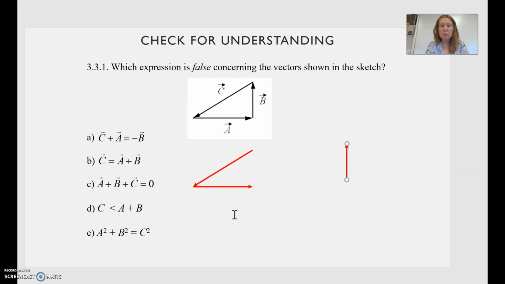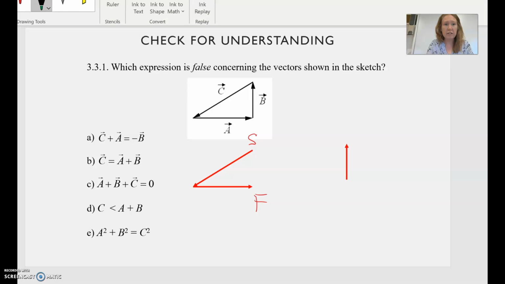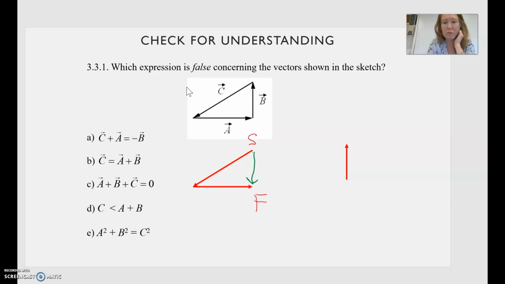When I add those two, what do I get? Well, then here's my start, right? Here's my finish. And then the sum of those two, let me pick a different color because I like to have this clear. Here's the sum. I draw it straight from start to finish. So is that equal to the opposite of B? Well, yes, that is. That's okay. So that's fine. That's not false. That's true.